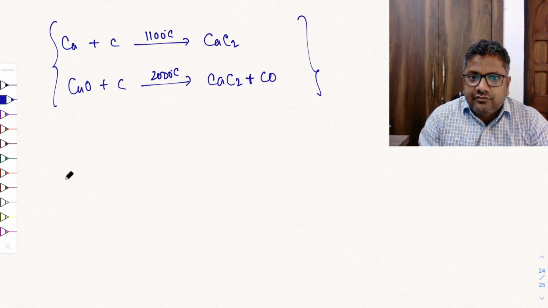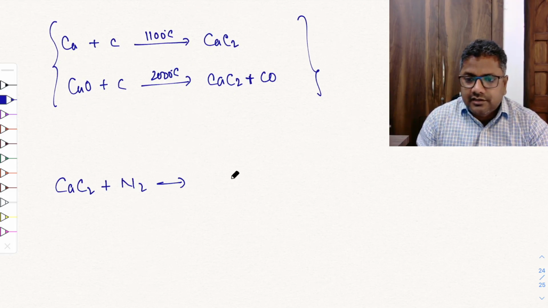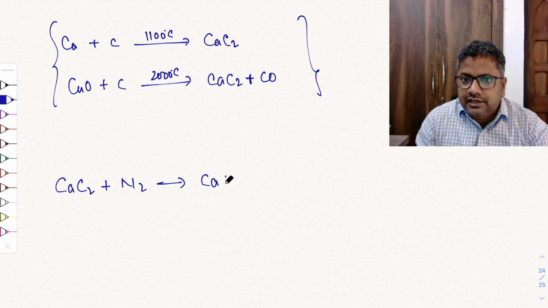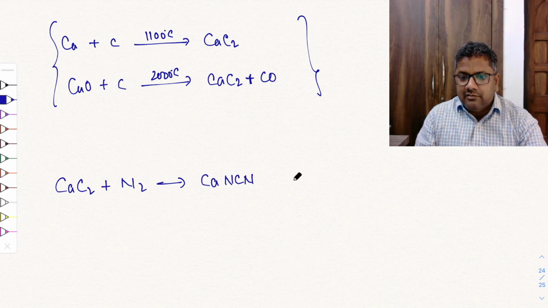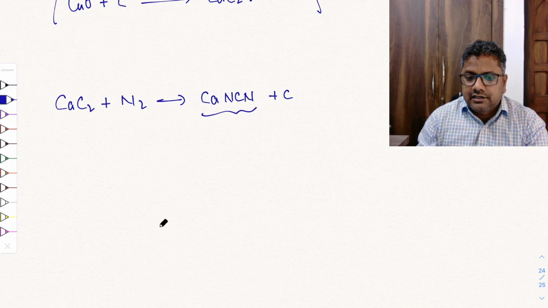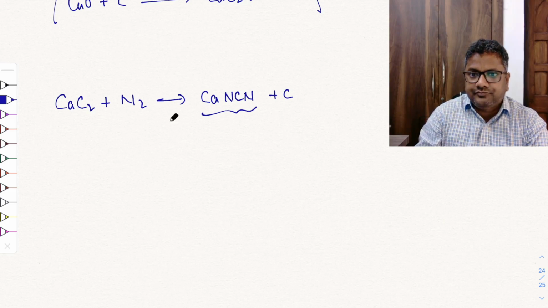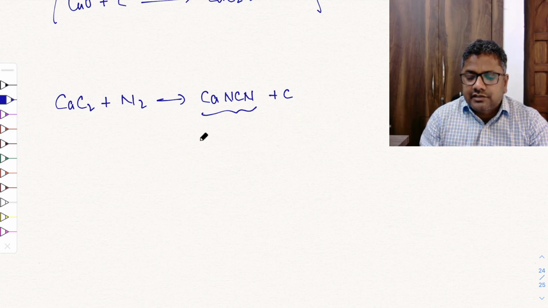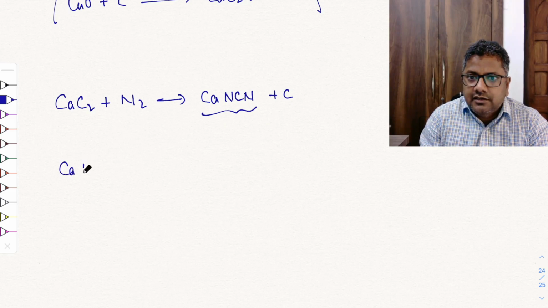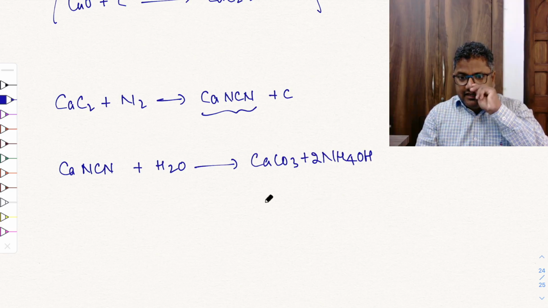And one more important reaction we have: if we treat this CaC2 plus N2, we have CaNCN, calcium cyanamide, plus carbon. And you know this calcium cyanamide is isostructural with carbon dioxide, and on reaction with water produces what? Ammonia. So CaNCN, if you treat this with water, you will have CaCO3 plus ammonium hydroxide, means ammonia solution basically. So you will get this.